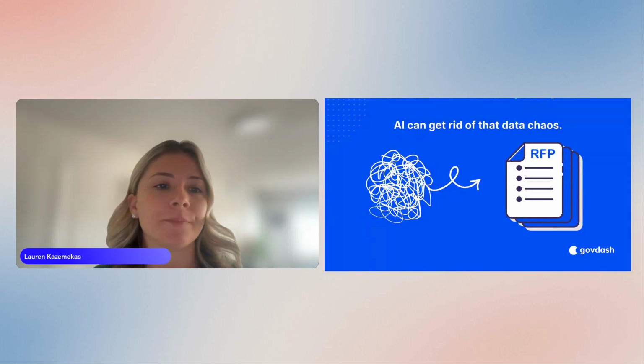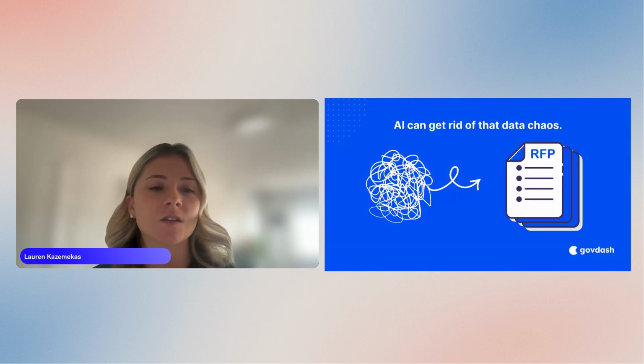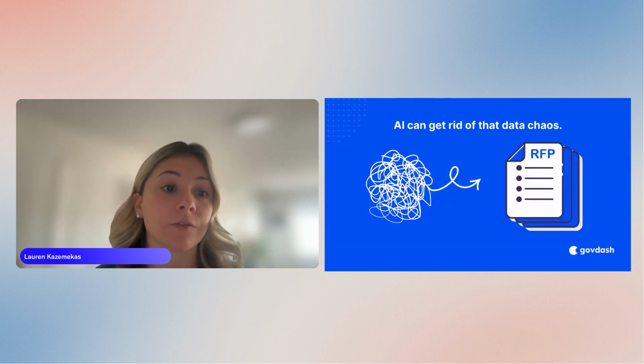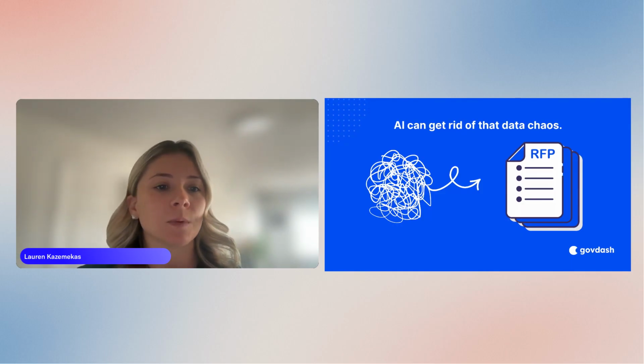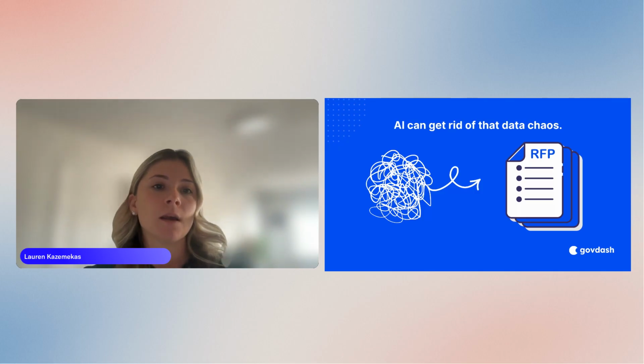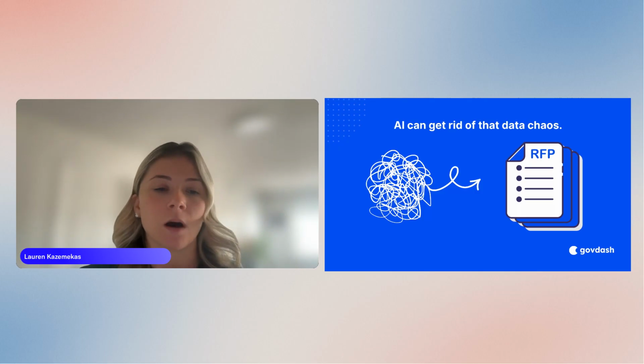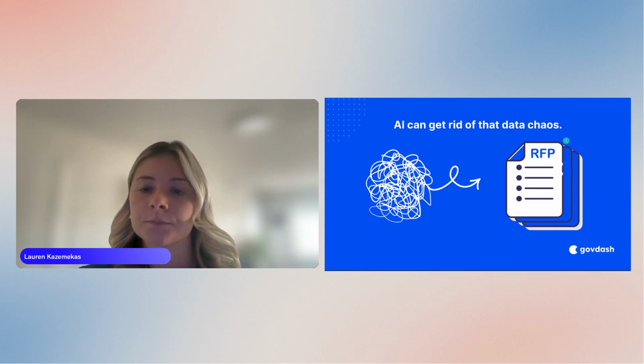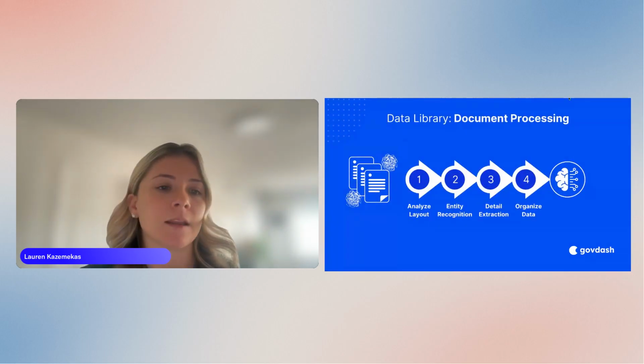Leading from that, AI can get rid of that data chaos, and that is one thing I would like everybody to take away from today's webinar. We're going to get into a lot of technical pieces, but AI can really organize and automate a lot of that chaos that comes with having so many documents in government contracting. That's the high-level overview of what we're going to try to show you today. And now I'm going to hand it off to Jaden to go into that from the technical aspect.